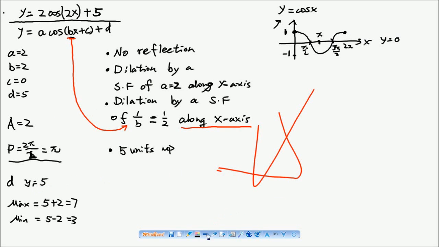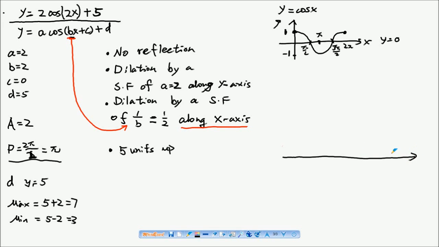Okay, now this is how we relate all the transformations to the different amplitude, different period, and different maximum, different minimum, basically also the different shape of the graph from the standard graph.